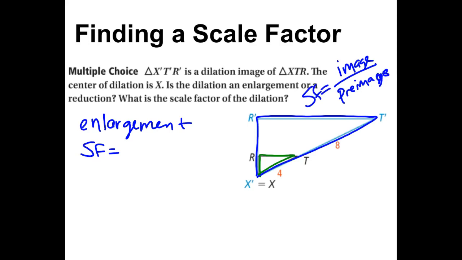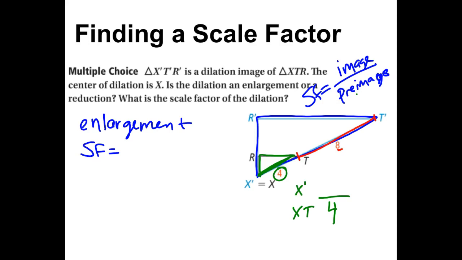So if I look in my picture, I've got my XT measurement right here. That's 4. That's from my pre-image, so I'm going to take something divided by 4. Now I'll tell you, a lot of people jump the gun and say, ooh, there's an 8. So they go 8 divided by 4, because there's an 8 right here. Now careful. That 8 is the distance between T and T prime, whereas 4 was the distance between X and T.